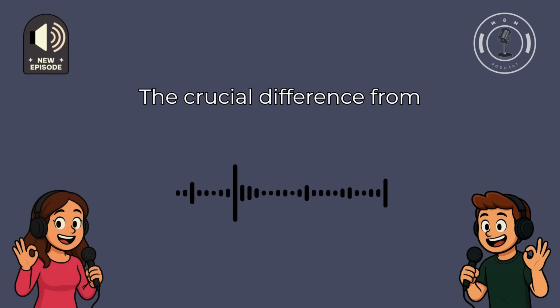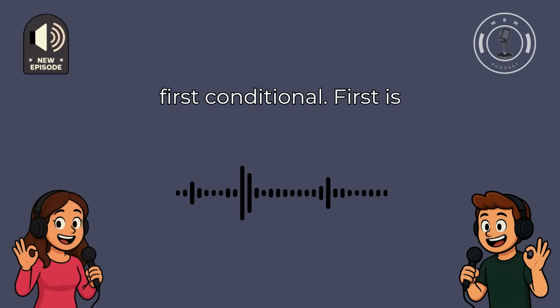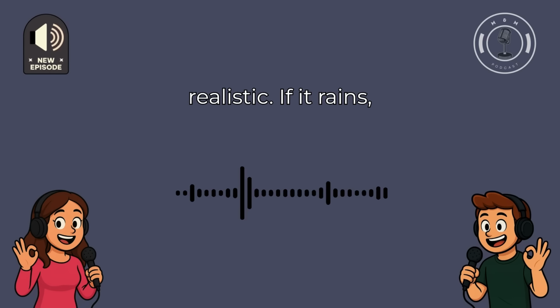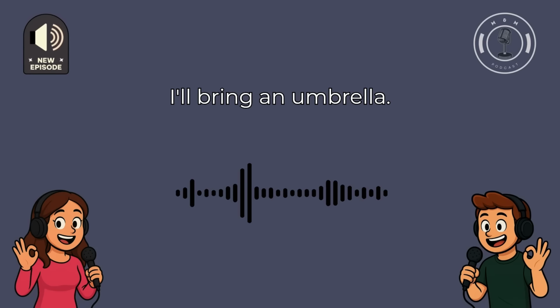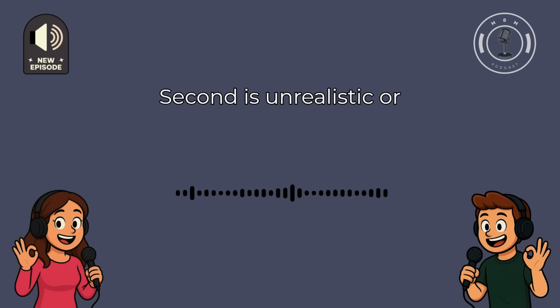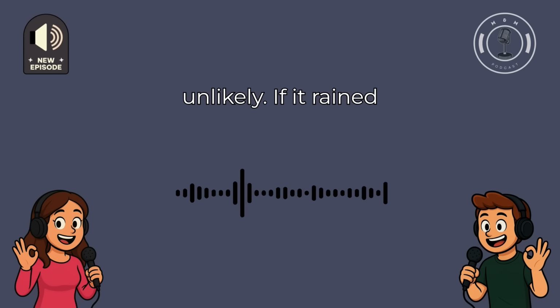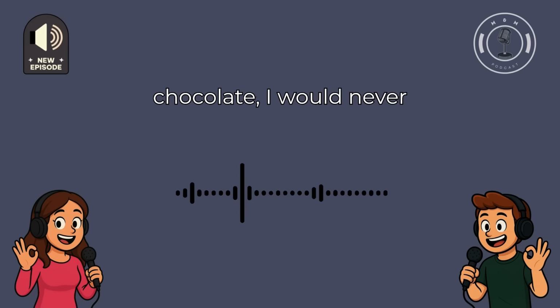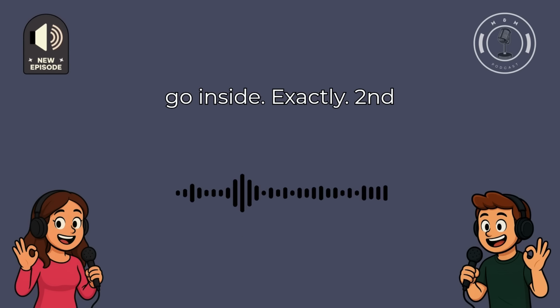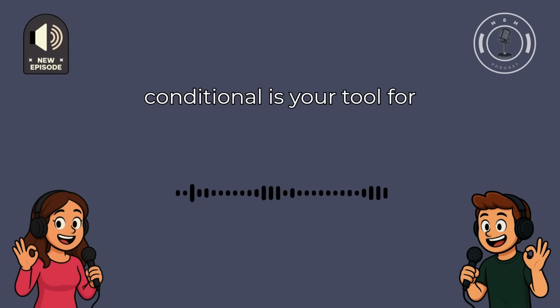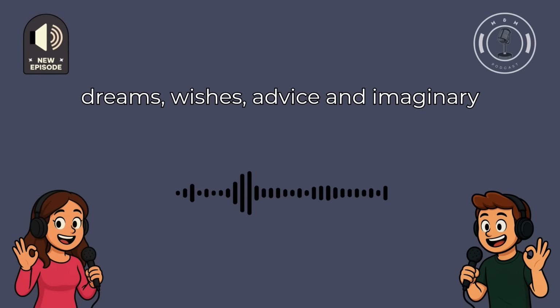The crucial difference from first conditional: first is realistic. If it rains, I'll bring an umbrella. Second is unrealistic or unlikely. If it rained chocolate, I would never go inside. Exactly. Second conditional is your tool for dreams, wishes, advice, and imaginary scenarios.